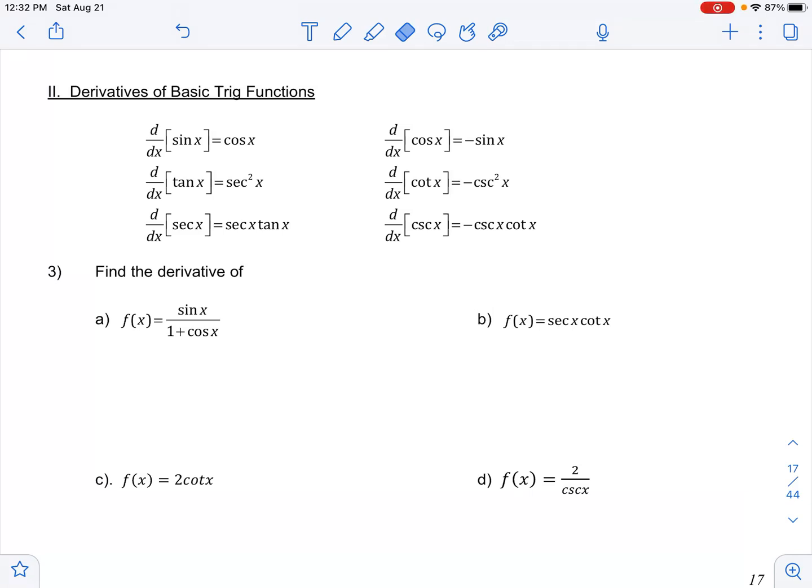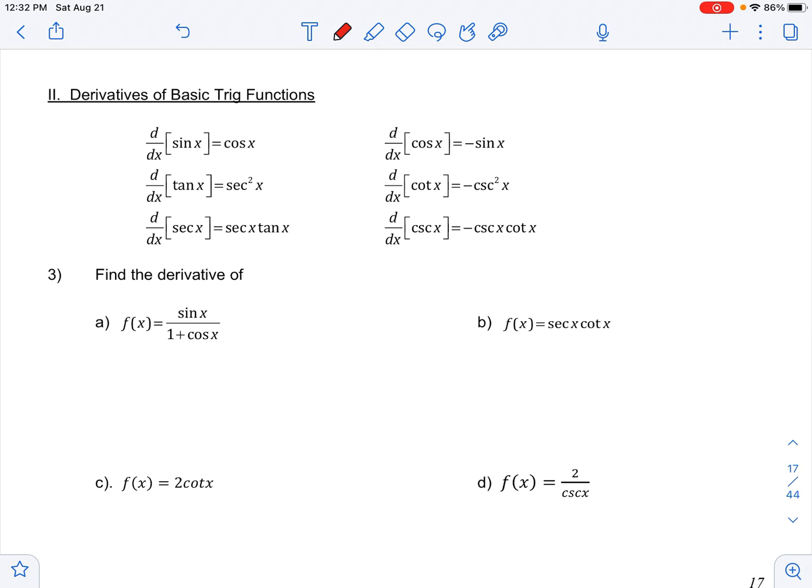If you recall, we already learned the derivative of the sine is cosine and the derivative of the cosine is negative sine. Now we're going to learn the other four basic trig function derivatives. So the derivative of the tangent is secant squared. The derivative of the cotangent is negative cosecant squared. Derivative of secant is secant tangent. Derivative of cosecant is negative cosecant cotangent.